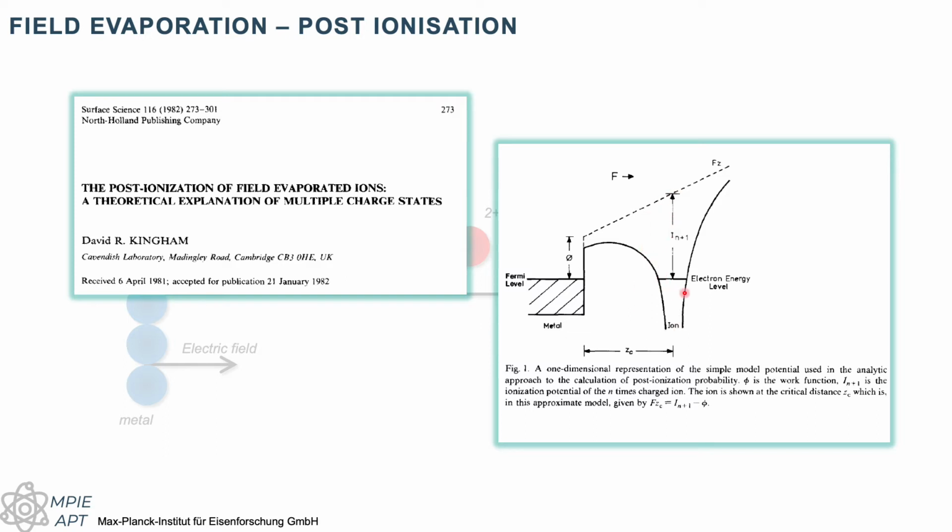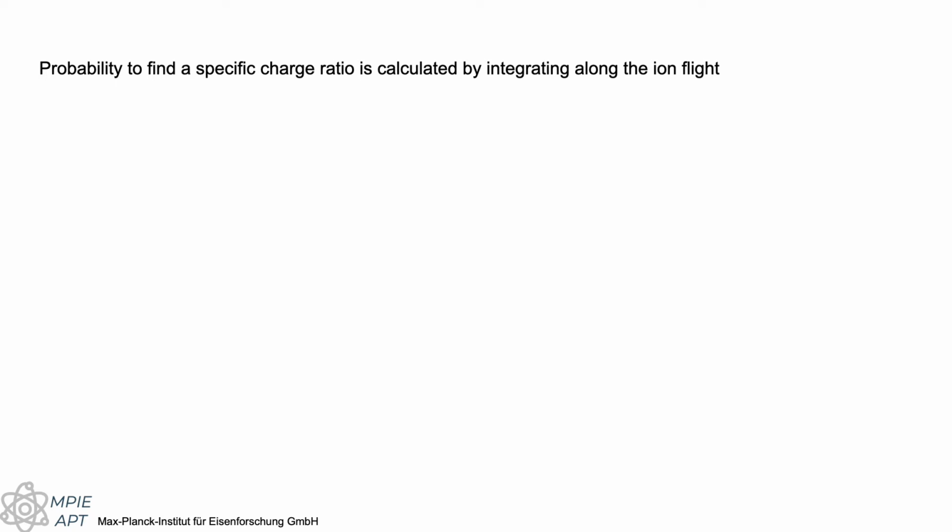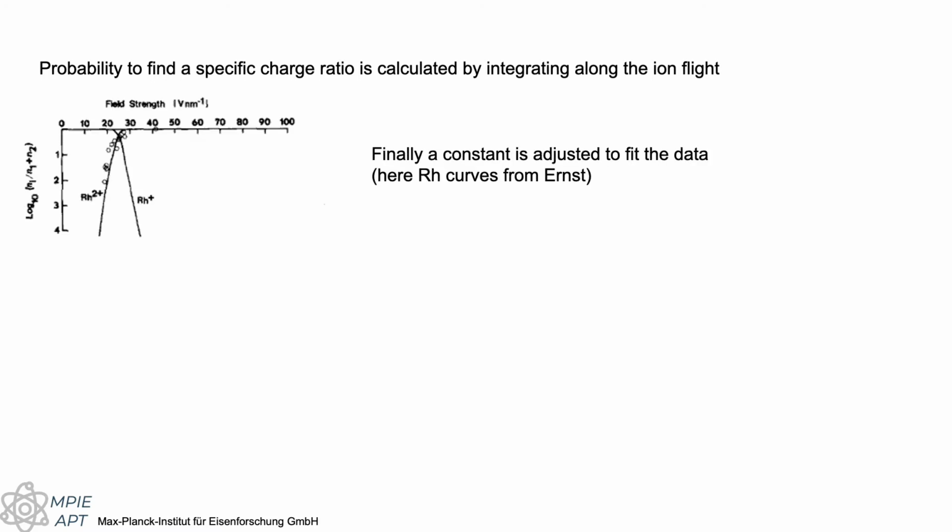So we can estimate, based on the strength of the field and the ionization energy of the departing ion, whether it is possible for these ions to lose one more electron or two more electrons. And we can then integrate this probability over the entire flight of the ion between the specimen and the detector. So again, you have to make quite a few assumptions for this to work, and there are always a few parameters in that model. I invite you to read Kingham's paper if you can.